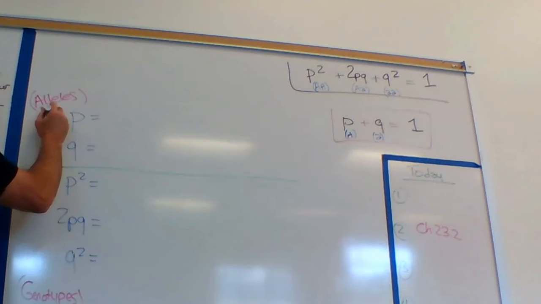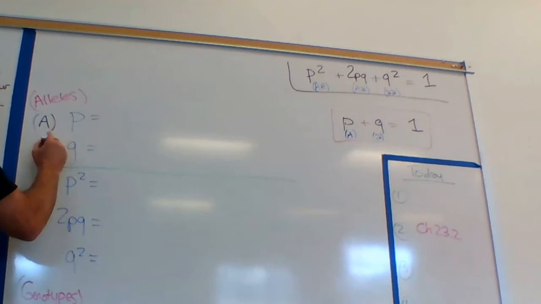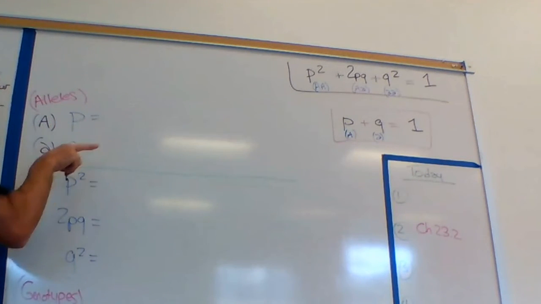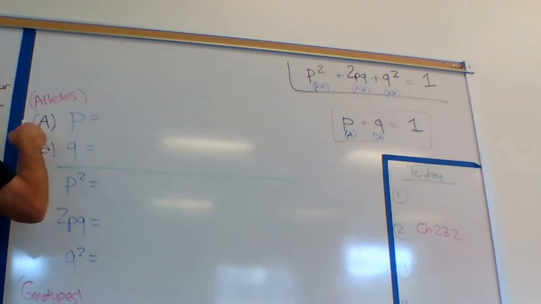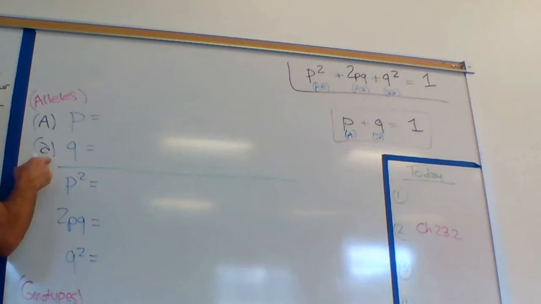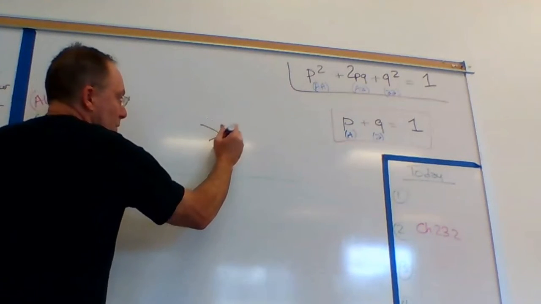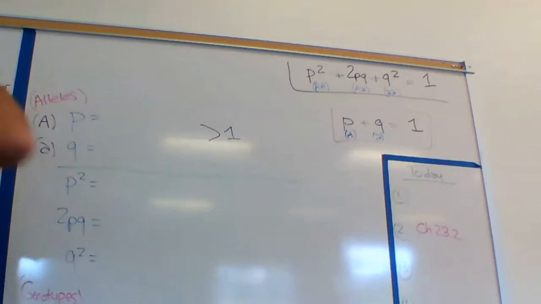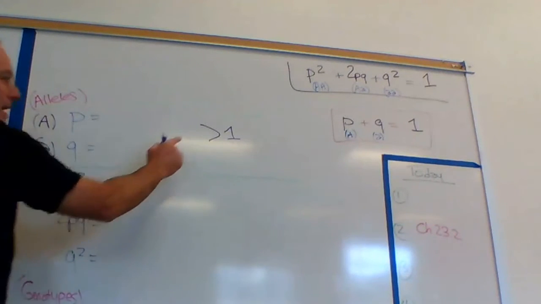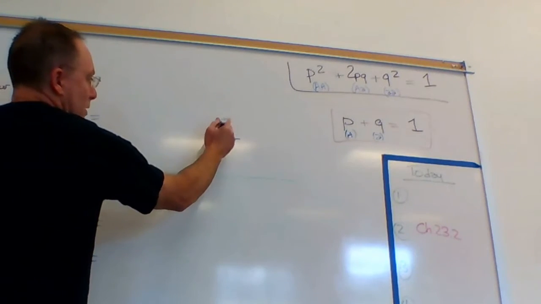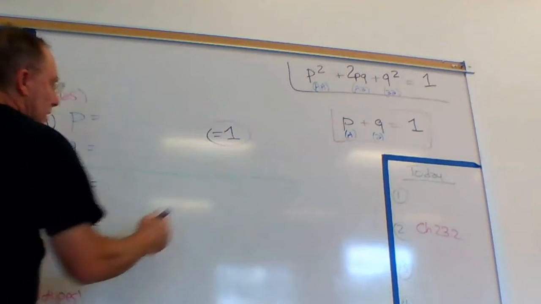What I'm saying here is that it's just the same thing as those equations over there: the frequency of big A in the population plus the frequency of little a in the population has to equal 1, or 100% of the alleles that exist in the population. I'll just put an equal sign.